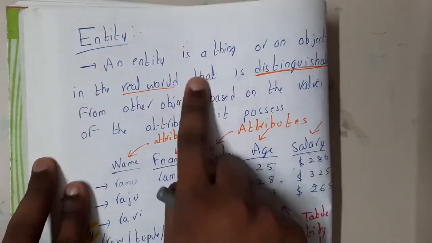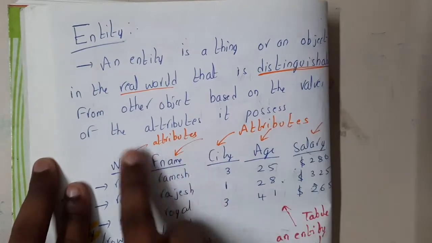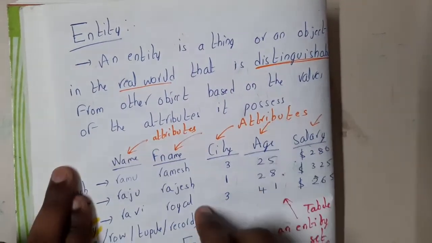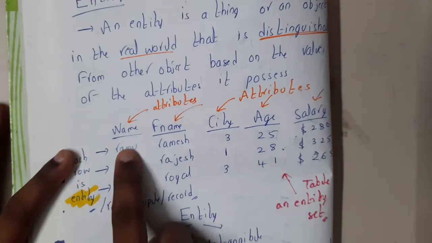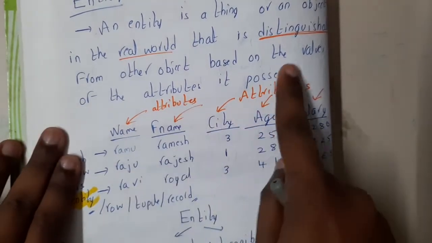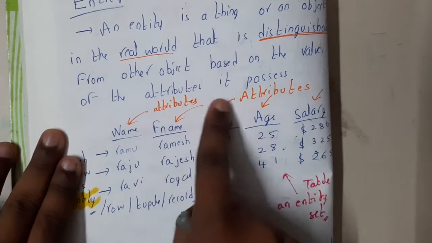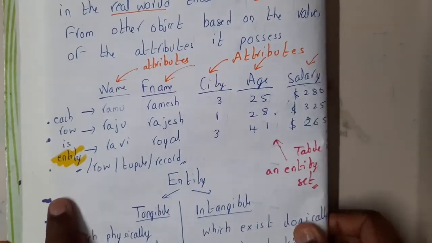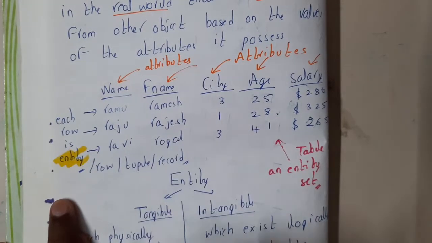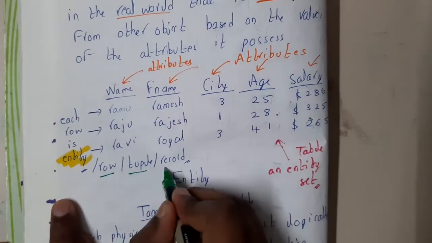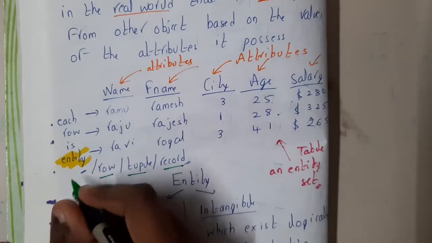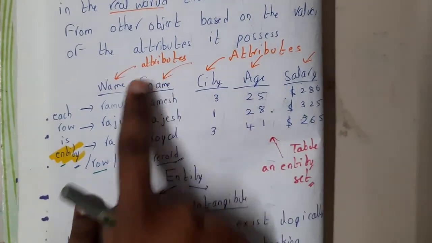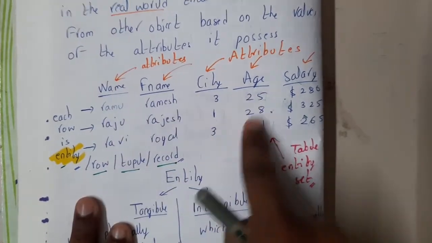An entity is a thing or an object in the real world that is distinguishable from other objects. With respect to this Ravi, others are different, and each possesses its own attributes. So concentrate now, guys. Each row is called a row, tuple, record, or this whole row can also be an entity. And these columns are nothing but attributes, guys.